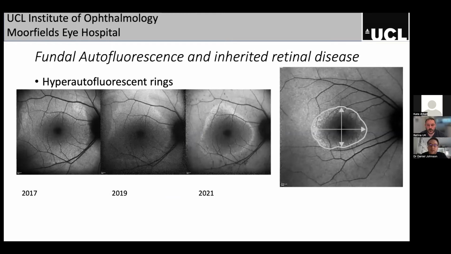And this is what you can see. This is all in the same person here, with a CNGB1 related retinitis pigmentosa. You can see it in 2017, the ring is actually quite wide out, and then it slowly gets a bit smaller every couple of years. And the picture on the right just illustrates the measurements that we can take from this, which can help us understand the natural history of the disease, helping us then in clinical trials to see if a treatment works or not.